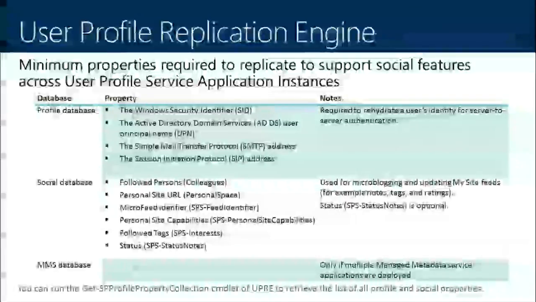are listed here: the Windows SID, your domain services UPN, SMTP, and SIP address. That's sent along with the query so that the user's token can get rehydrated here on the regional farm, and security results can be security trimmed and sent back. So that's why this is needed, as well as other social features that are lit up when you implement User Profile Replication Engine.